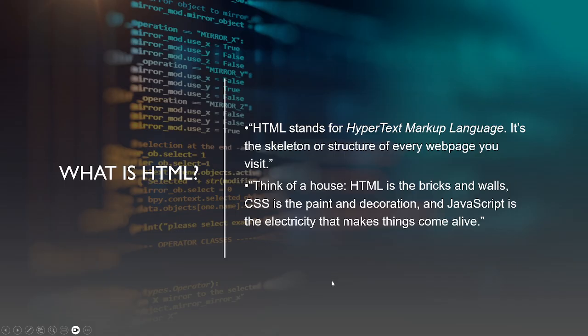So what is HTML? HTML stands for Hypertext Markup Language. It's essentially the skeleton or structure of every web page you visit. So think of a house. HTML are the bricks and walls, CSS is the paint and decoration, and essentially JavaScript is the electricity that makes things come alive. JavaScript is very important. You ever see those really cool animations on a web page or how the whole thing functions? That's JavaScript. HTML and CSS just make things look pretty, but it's the foundation to a great web page.